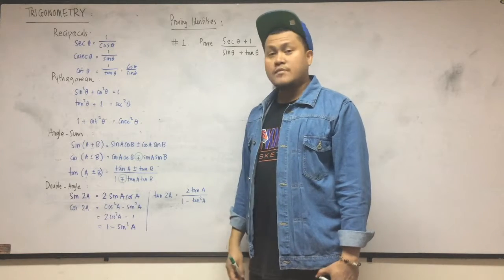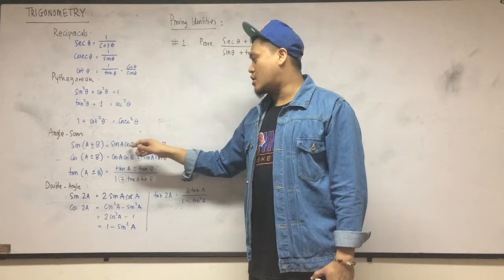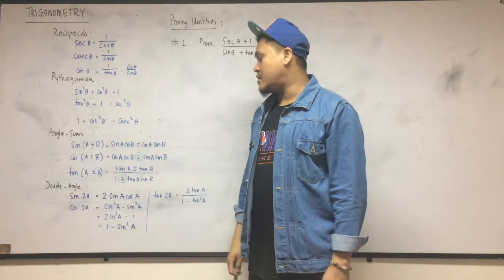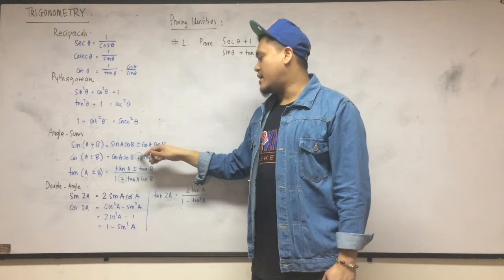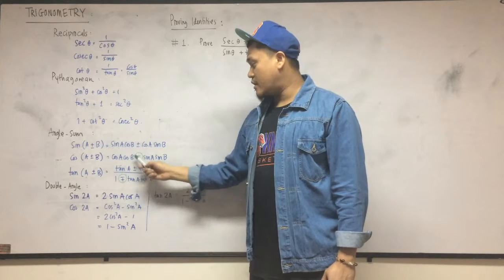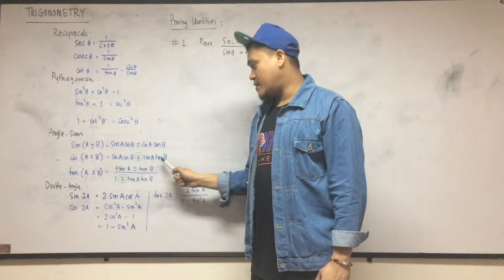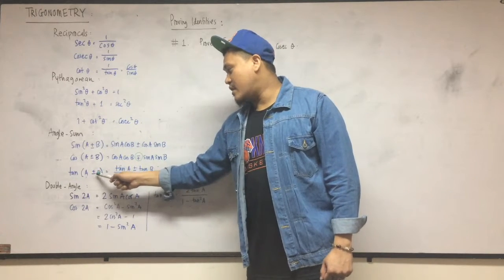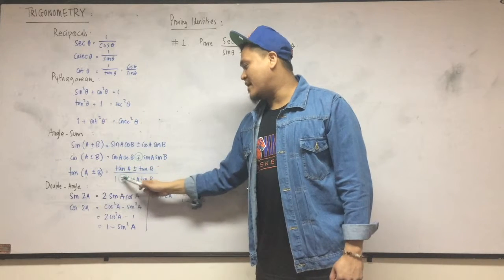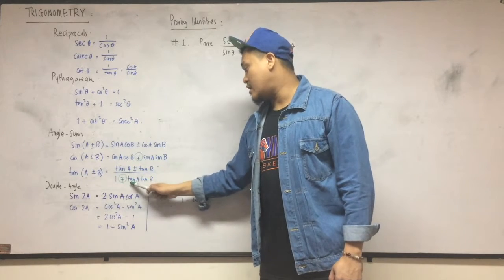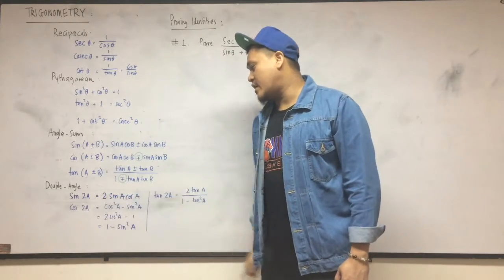And then we're also going to be talking about angle sum. Sine of A plus minus B equals sine A cos B plus minus cos A sine B. Cos of A plus minus B equals cos A cos B minus plus sine A sine B. So be careful with this. This one is plus minus, this one is minus plus. Tangent of A plus minus B equals tan A plus minus tan B over 1 minus plus tan A tan B. Also be careful here.